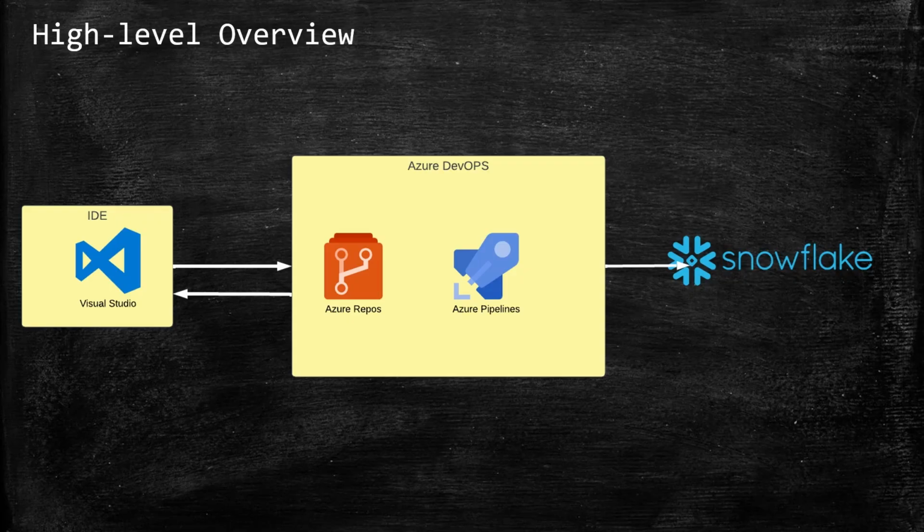In this session, let us create some Snowflake objects such as database, schema, table, stage, and file format, and deploy it into Snowflake using CI/CD pipelines. In order to do that, we need to set up a few things.